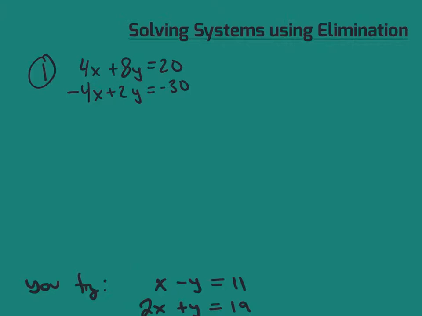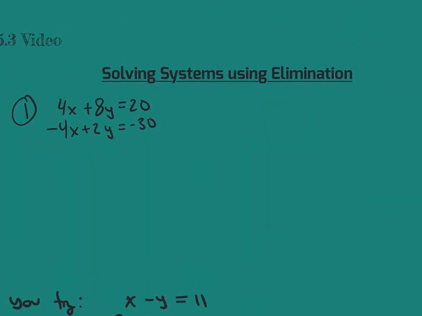And the time that we really want to use elimination is when we see two equations that are in standard form. It's particularly a good method when you look at an equation and there isn't a variable that's easily isolated. So there's no x or y that's already by itself or close to by itself. 4x, 8y, negative 4x, 2y, those would all be tough to isolate.